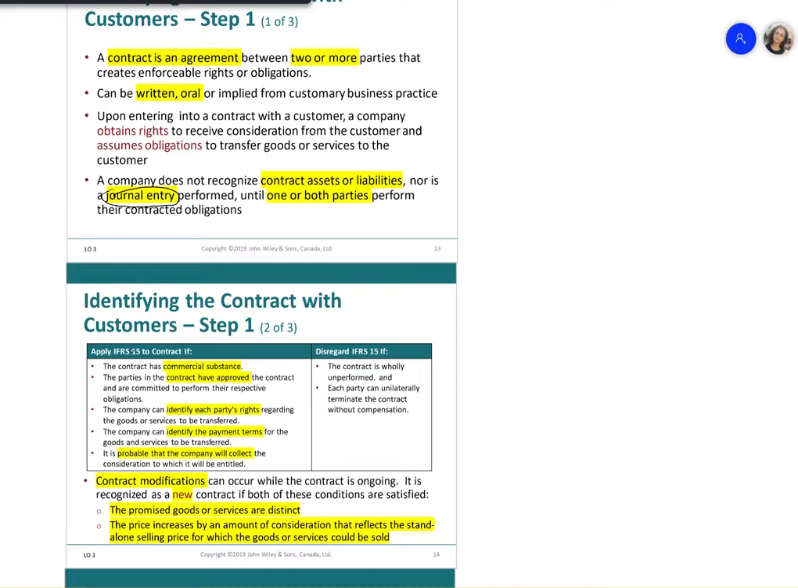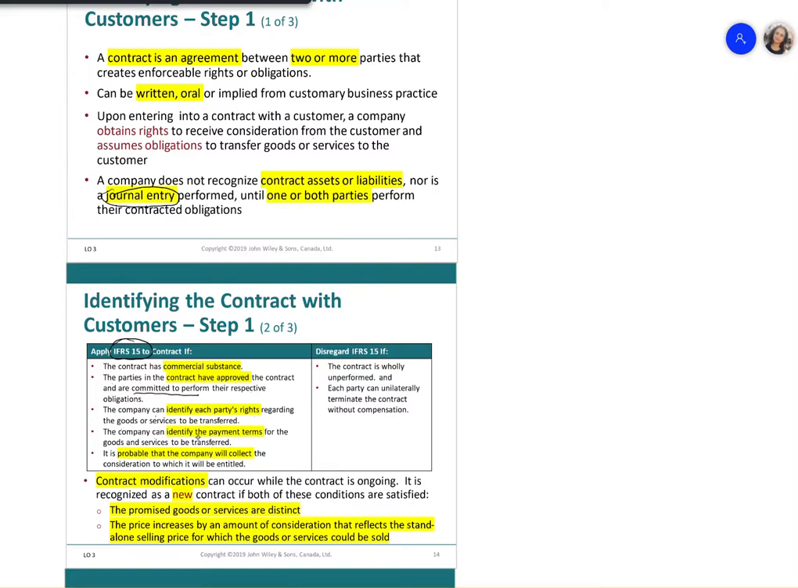Now, under IFRS 15, a contract exists if it has commercial substance. The parties in the contract have approved the contract and are committed to perform their respective obligations. The company can identify each party's rights regarding the goods and services to be transferred.